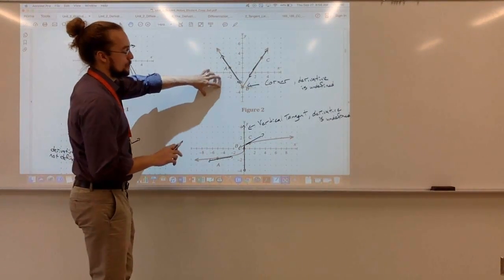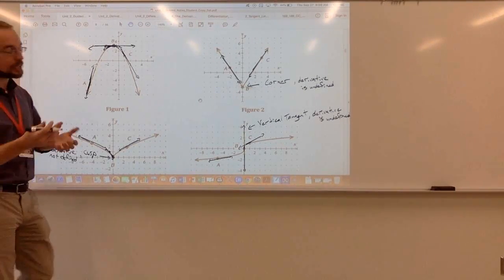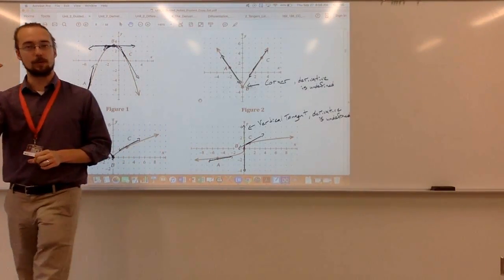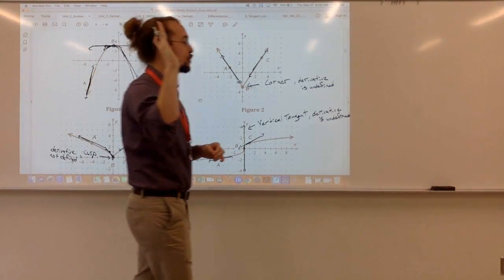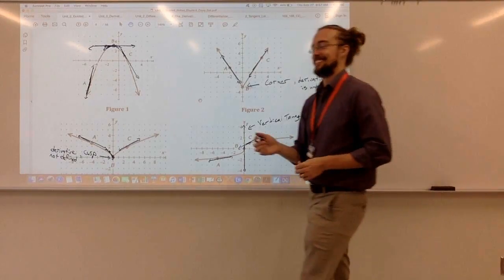Alright, so three different scenarios where a derivative would fail to exist, where we can't draw an actual tangent line, right? On this last one, we were able to draw a tangent line, but what's the slope of a completely vertical line? Undefined. Right? The slope of a horizontal line is 0. The slope of a completely vertical line is undefined.